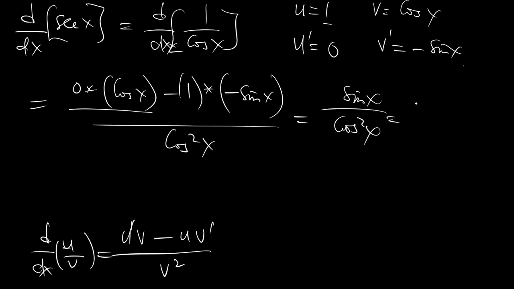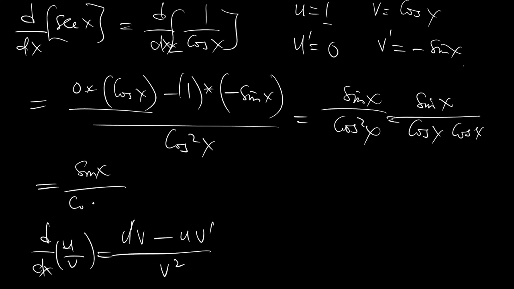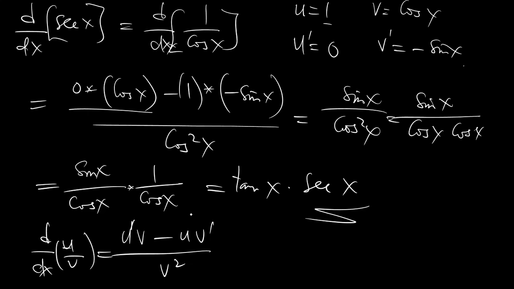So this is simply saying sine x divided by cos x times cos x. So this expression can be written as sine x all over cos x times 1 all over cos x. So sine x all over cos x is tan x, times this is sec x. So this is the final answer to this particular problem. This is the solution of this particular problem.